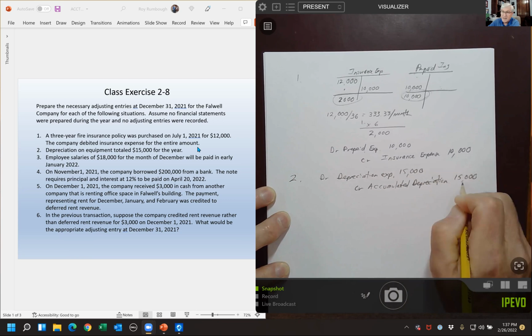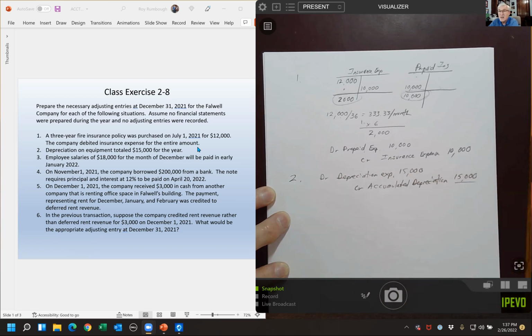So we credited this, and so that is a reduction in the asset. Now we've used that asset, and it's probably some type of long-term asset used for several years. Okay, number 3.